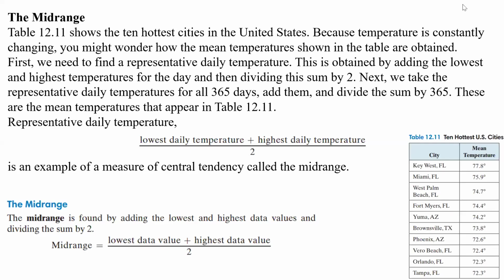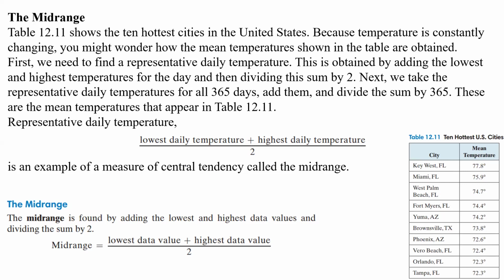All right, so for our last measure, it's called the mid-range. This table down here in the corner shows the 10 hottest cities in the US. Because temperature is constantly changing, you might wonder how the mean temperatures shown in the table are obtained. Well, first we need to find a representative daily temperature. This is obtained by adding the lowest and the highest temperature for the day and then dividing by 2. After that, we take the representative daily temperatures for all 365 days, add them together, and then divide by 365. These are the mean temperatures that appear in 12.1 here. So this is how we got those values.